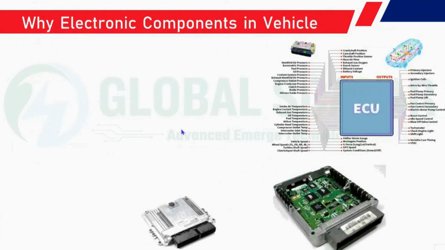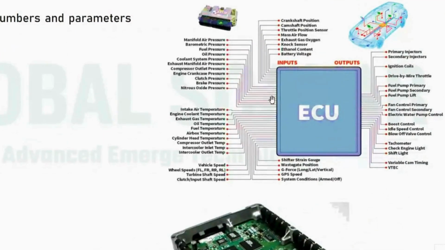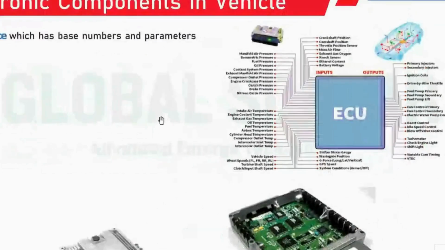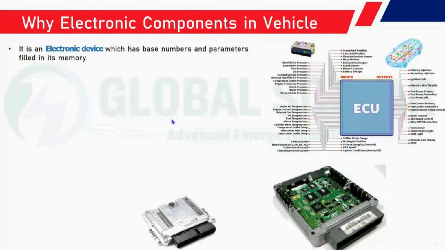So why electronic components in a vehicle? Mostly, as we know, the ECU is a combination of inputs and outputs. Here we have the temperature sensor, pressure sensors, and some of the inputs we are giving to the ECU, and outputs are the actuators or the solenoids or the motors, which make it operate. So it is an electronic device.